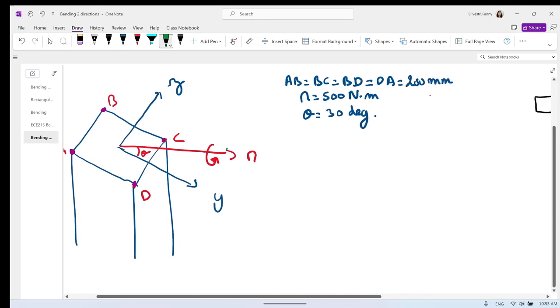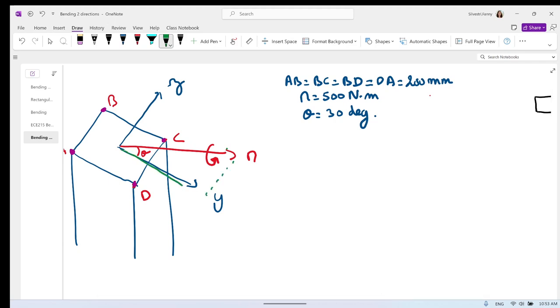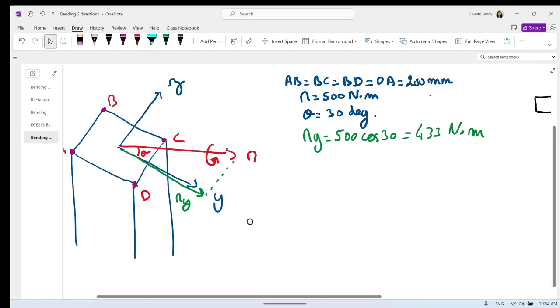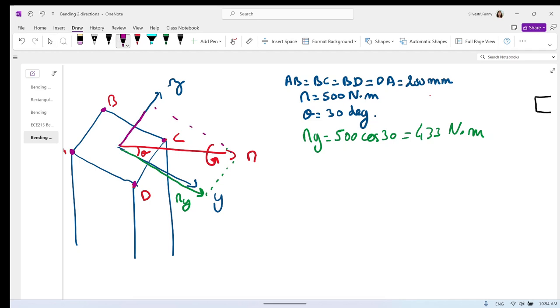So I will split the moment into the two components. So we have the My equal 500 cosine 30 equal 433 Newton meter. And we have the moment on Z, this one, Mz, and I forgot to show the direction of the rotation. So Mz is equal to 500 sine 30, the angle theta, that is 250 Newton meter. Okay, the green moment is in that direction.